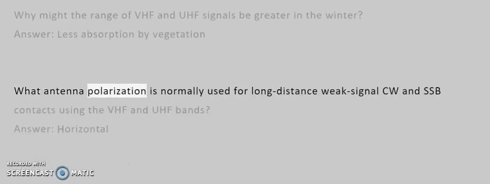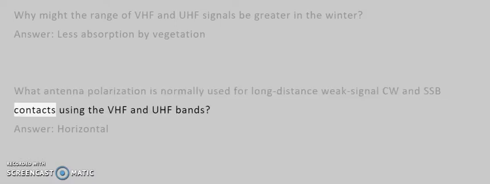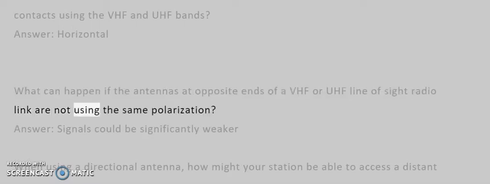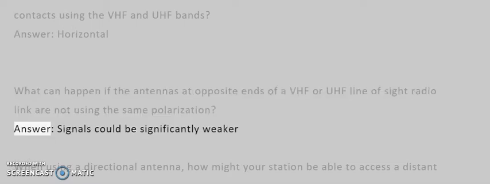What antenna polarization is normally used for long-distance weak signal CW and SSB contacts using the VHF and UHF bands? Answer: Horizontal. What can happen if the antennas at opposite ends of a VHF or UHF line of sight radio link are not using the same polarization? Answer: Signals could be significantly weaker.